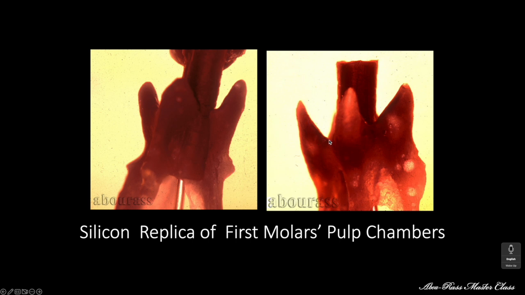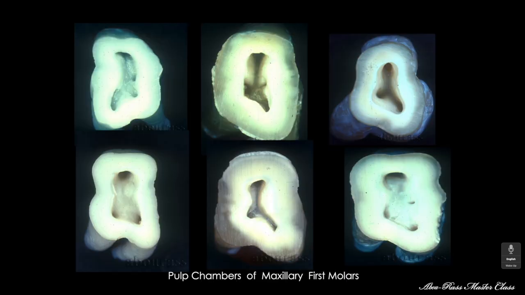You see the outline. That's what I'm talking about, the integrity of the outline. This is a sign of normalcy, sign of health. When these pulp horns begin to disappear or recede, there is a reason for that.